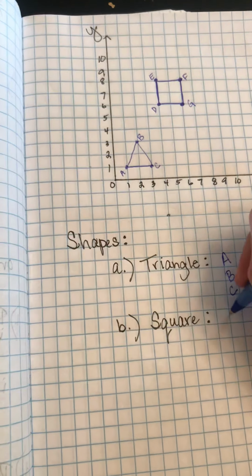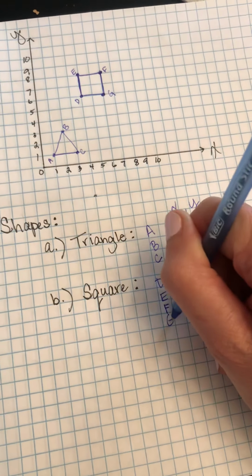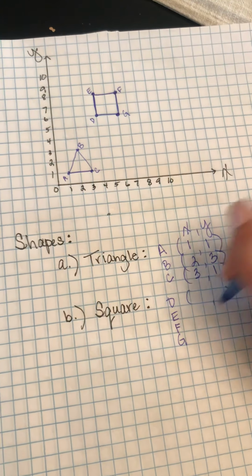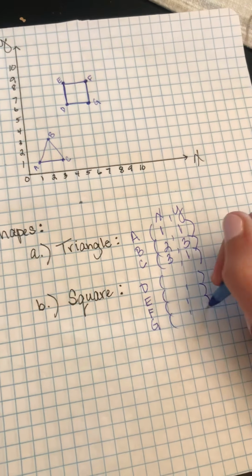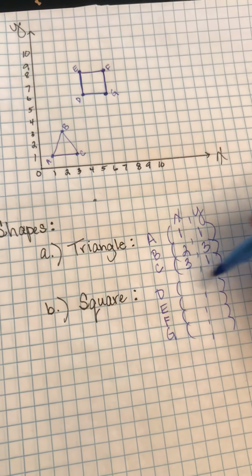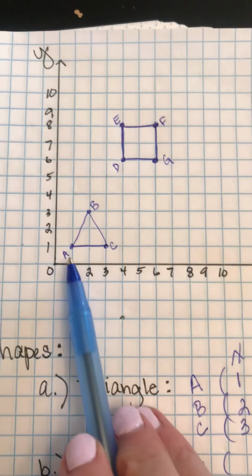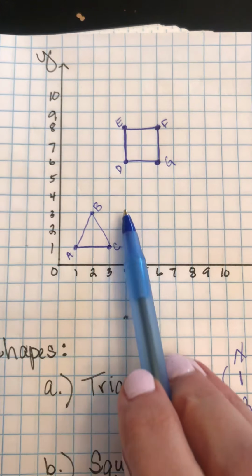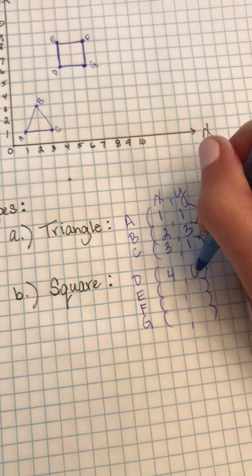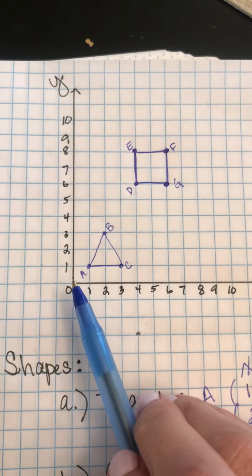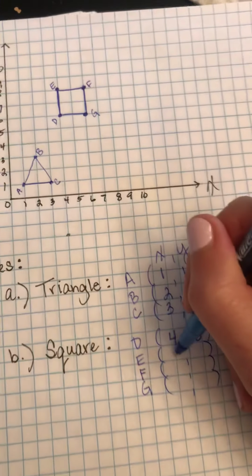So here we go. D, E, F, G. Putting in my parentheses and my commas. I have my X's and my Y's. So let's look at D. So D is over 4, up 6. So D is 4, 6. Let's do E. E is over 4, up 8. So 4, 8.